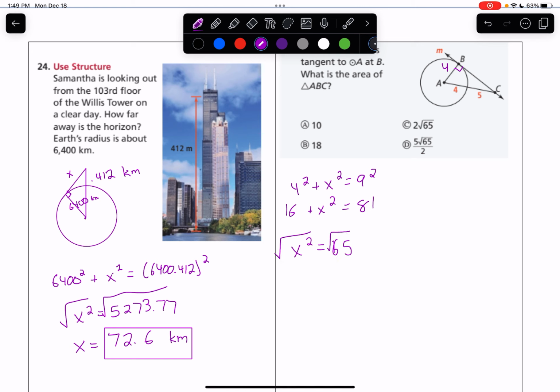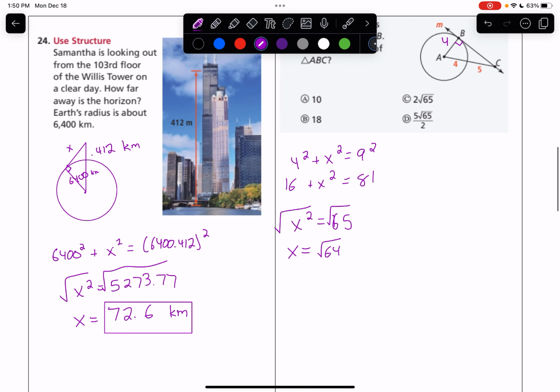Taking the square root of 65, they gave us our answer in simplified form. Base 4 times height, root 65, over 2, because the area of a triangle is base times height over 2, gives us 2 root 65. C is our answer there.